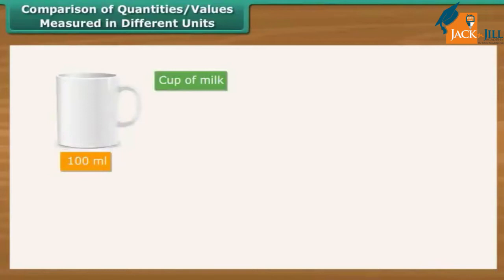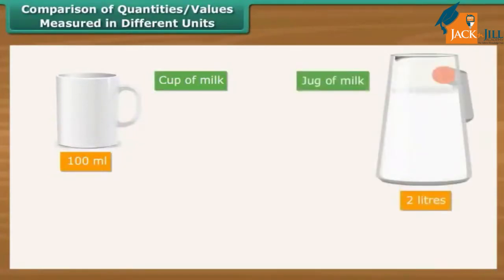Comparison of quantities and values measured in different units. Vinita has 100 milliliters of milk in a cup and 2 liters of milk in a jug. 100 is greater than 2. Can we say that the quantity of milk in the cup is greater than the quantity of milk in the jug? No. The reason is, the two quantities are measured in 2 different units and hence cannot be compared. What should we do to make them comparable? We should express them both in the same units.